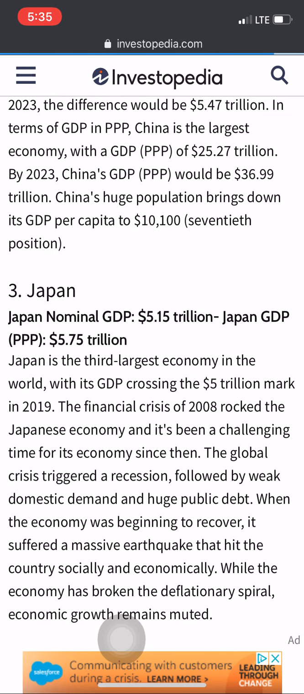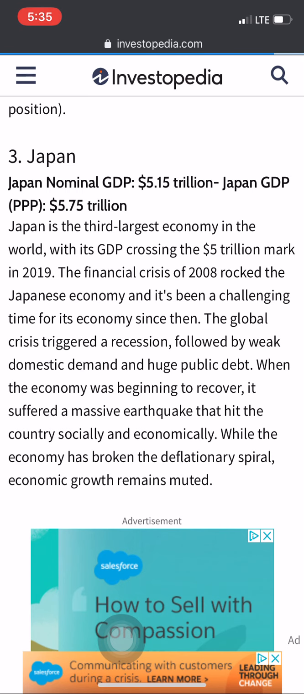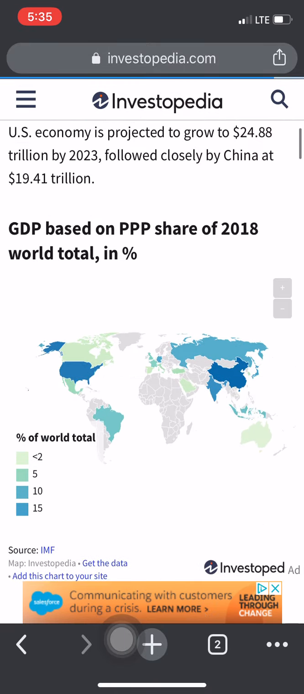Now let's look at the third economy based on nominal terms, which is Japan. Just look at this. Japan's nominal GDP is $5.15 trillion and its PPP GDP is $5.75 trillion. There's not that much difference. Why is that? Because it's a developed country. Tokyo is one of the most expensive cities in the entire world. I think it's the most expensive. That's why the nominal GDP and PPP GDP are not that far apart.